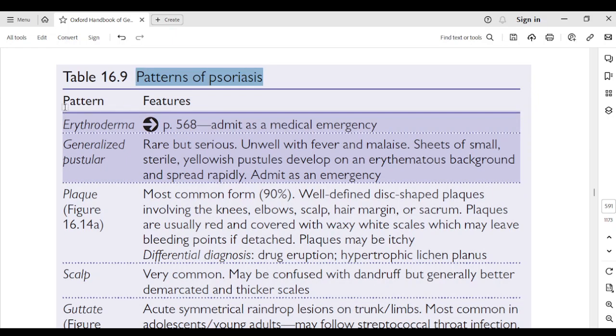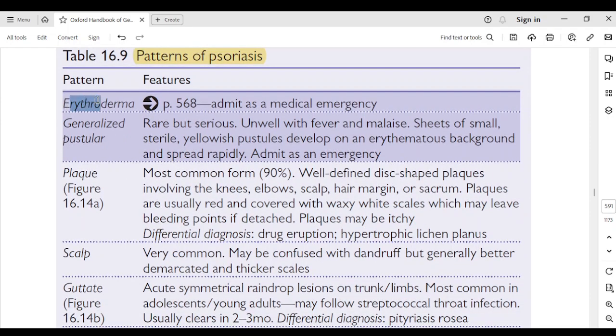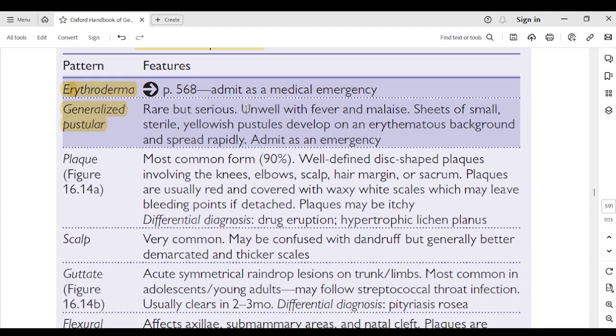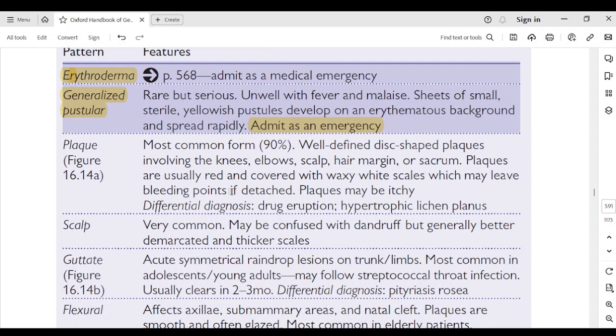16.9, pattern of psoriasis. Erythroderma is when more than 90% of your body surface area is red. Erythroderma: admit as a medical emergency. Generalized pustular psoriasis is rare but serious, with the patient unwell with fever and malaise. Sheets of small sterile yellowish pustules develop on an erythematous background and spread rapidly. Admit as an emergency.